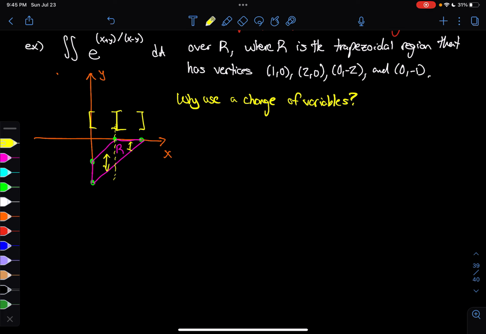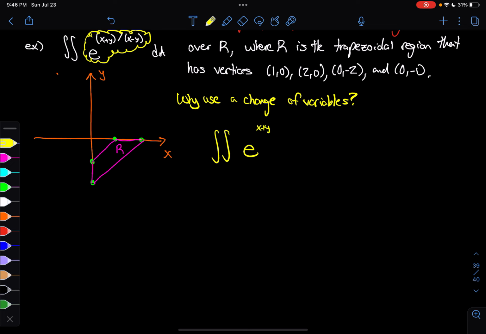The problem actually here isn't with coming up with the bounds. It's, how the heck do we integrate e to the x plus y divided by x minus y? If we set up the double integral of e to the x plus y divided by x minus y dx dy, how do you do this? Do you do u substitutions? Do we do trig substitutions? Is it just e to something? What do we do?